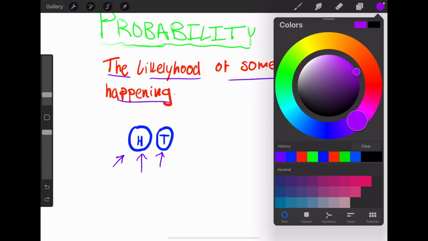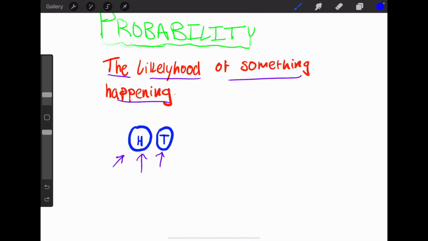Now let's look at this in an analytical way. The likeliness to land on heads is just the same as it is tails. So that means that heads has a 1/2 chance of landing on heads and a 1/2 chance of landing on tails, because we know that it has to land on one side, right?